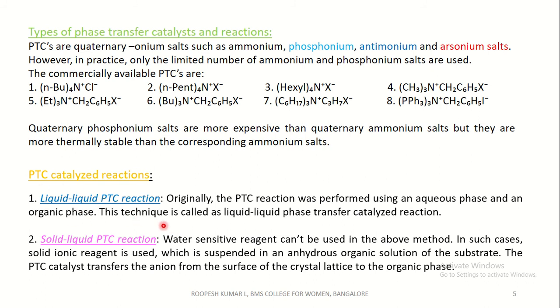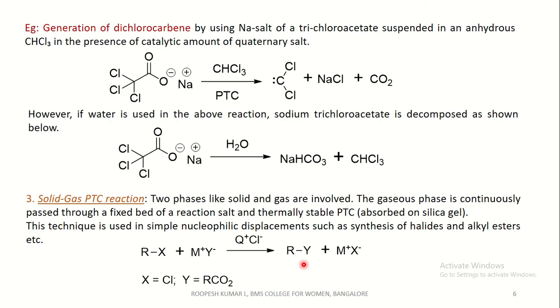In such cases, a solid ionic reagent is used, which is suspended in an anhydrous organic solution of the substrate. This is very important. It should be an anhydrous organic solution of the substrate. The PTC catalyst transfers the anion from the surface of the crystal lattice, that is, from the surface of the solid ion to the organic phase. For example, generation of dichlorocarbene by using a sodium salt of trichloroacetate suspended in anhydrous chloroform in the presence of a catalytic amount of quaternary salt, that is a PTC.